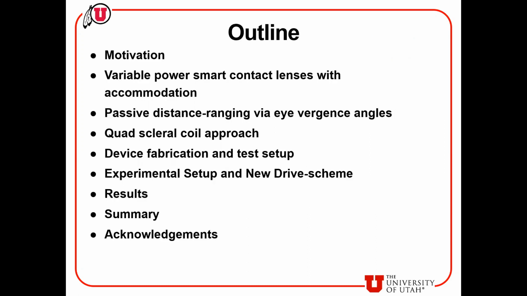This is the outline for this talk. At first, I'll discuss the motivation for this work, which is driven by the need for improved variable power smart contact lenses for restoration of accommodation. A key component of smart contacts is a low power distance ranging sensor from eye vergence angles. Next, I will introduce our quad squirrel coil method for eye vergence angle measurement and compare it with conventional search coil methods. We will talk about our setup and new drive schemes and compare it with our older drive scheme, followed by results and summary.